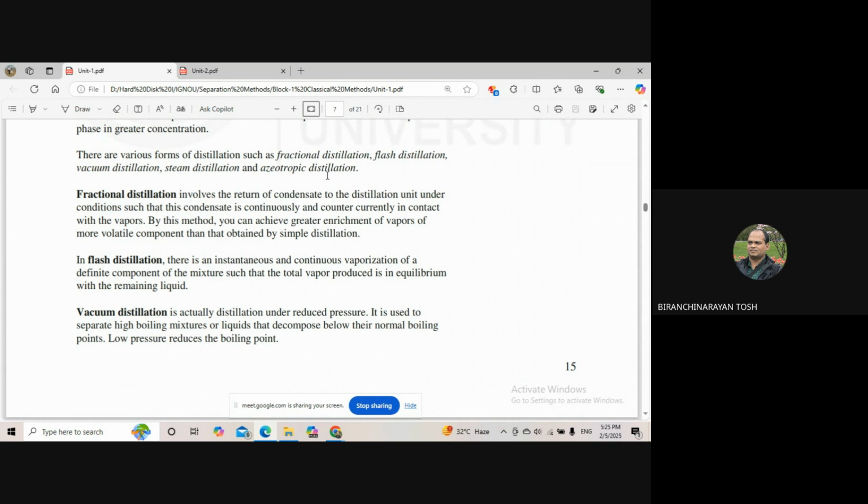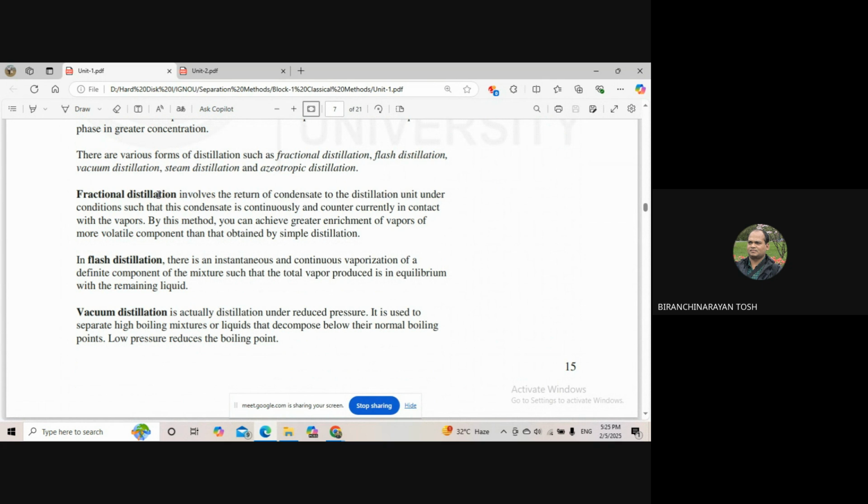By this method, you can achieve greater enrichment of vapors of more volatile components than that obtained by simple distillation. The best example of fractional distillation is refining of petroleum, distillation of petroleum into different fractions. I can imagine, or if you have the idea, you can just recall. In a fractional distillation, you have the distillation column with different stages.